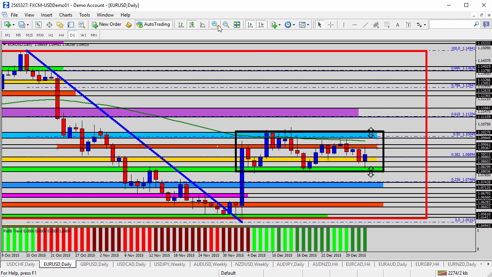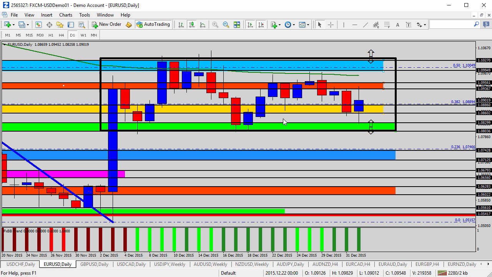I will take note of this. Let's zoom in one more time. Look at the green zone. We've seen pretty steady support along that green zone, but we do have a little bit of a downward slope to this price action that we see here.